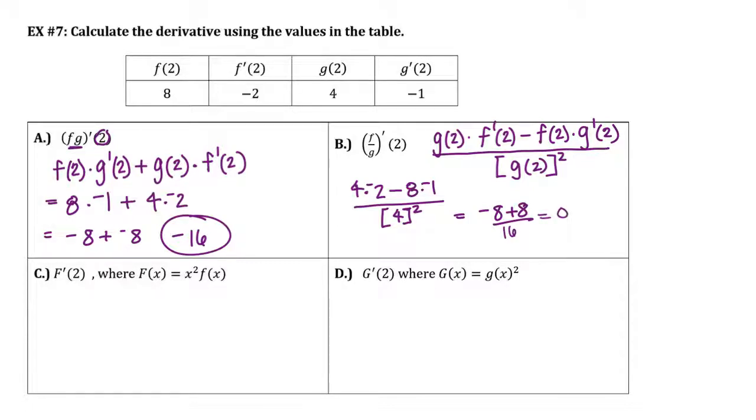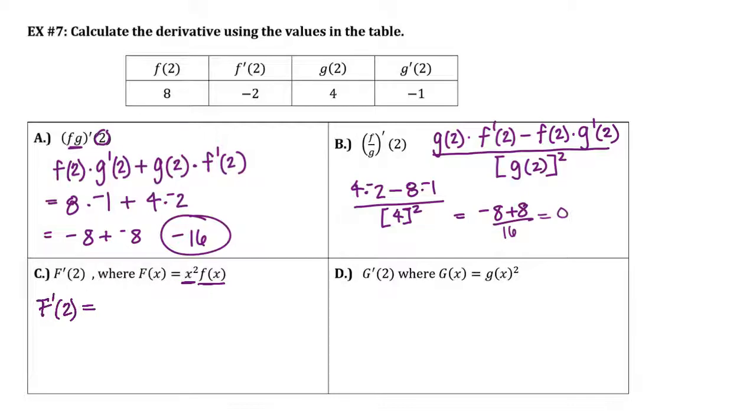All right, so now let's go look at part C. And part C says find f prime at 2 if f equals the product of x squared and f at x. So notice that is the product. So let's do our product rule, and we're going to evaluate this at 2. So we're going to say f prime at 2 equals.